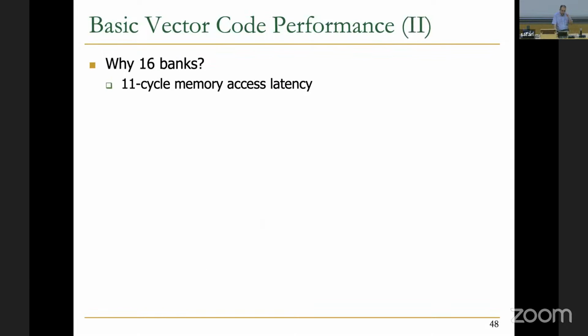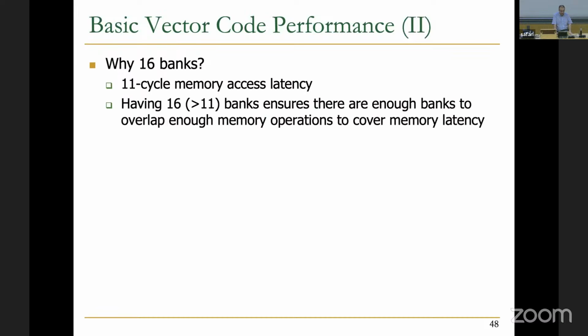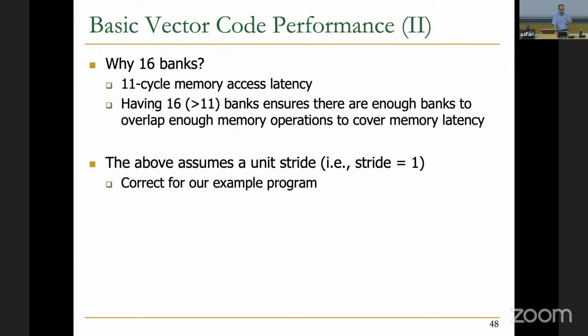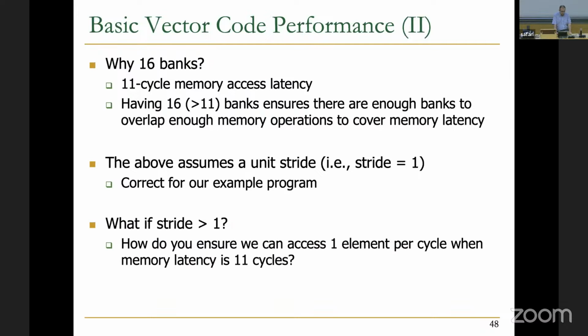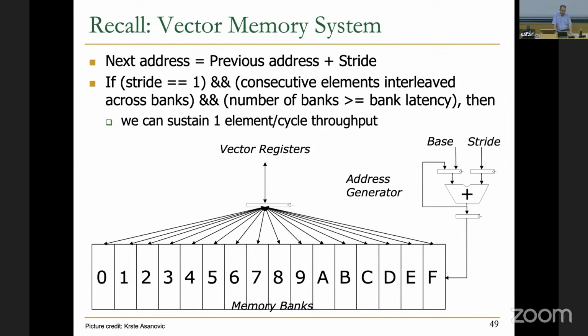We already discussed why 16 banks are the maximum: because we have an 11 cycle memory access latency, it ensures that we can have 1 element per cycle. If the stride is bigger than 1, then you may end up having some conflicts, and that's actually a big topic about how we can reduce bank conflicts, which I don't really have time to go into in detail.